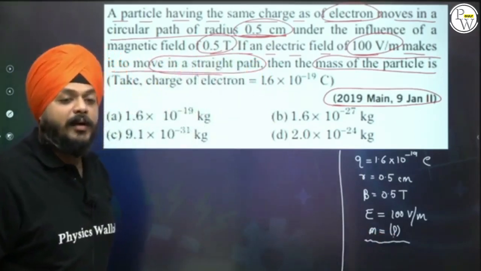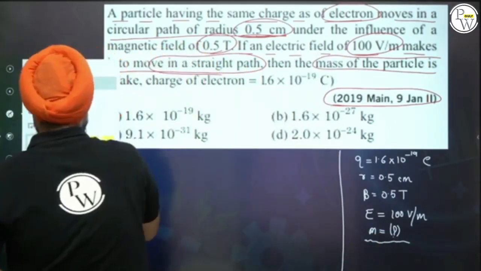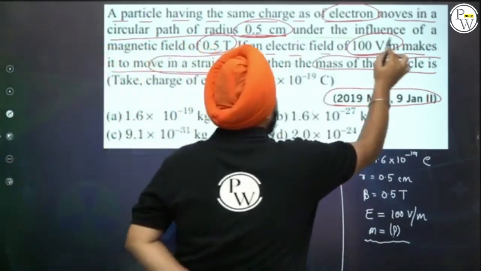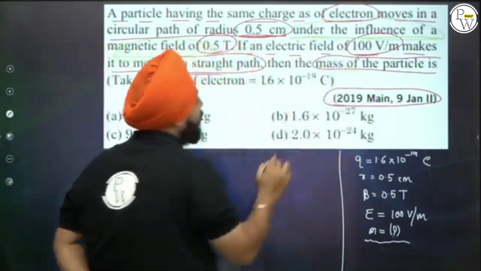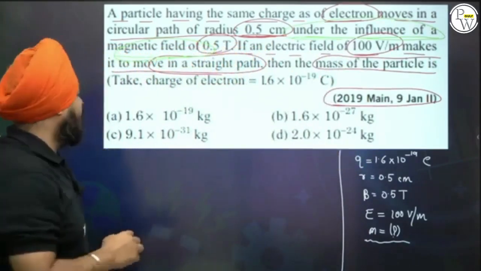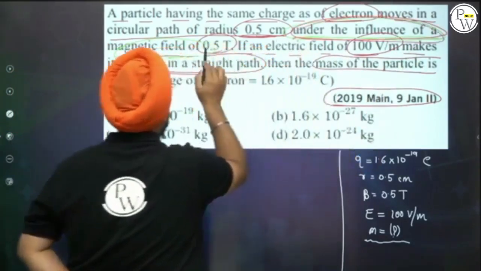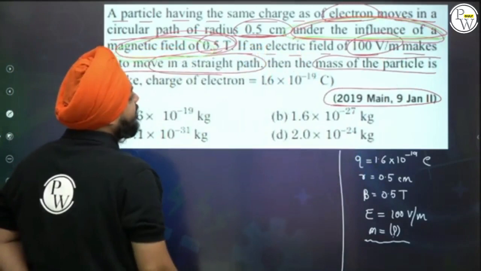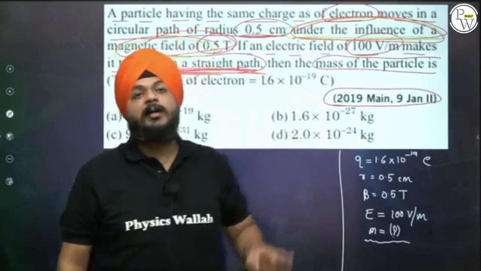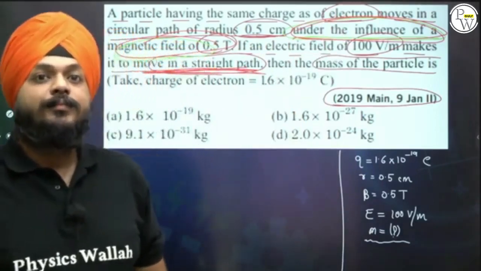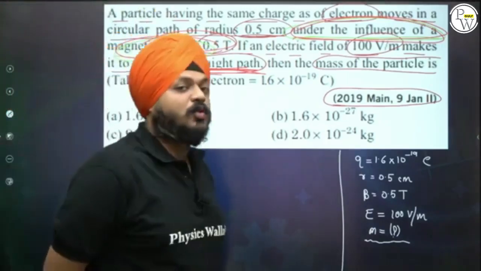What will be the trigger points to solve this question? First, under the influence of the magnetic field of 0.5 Tesla, it moves on a circular path. Second, it moves on a straight line. These two statements are the trigger points to solve this question.